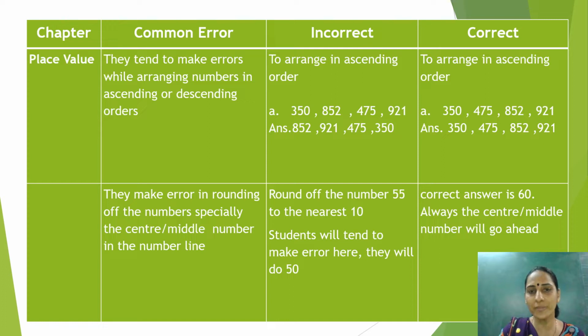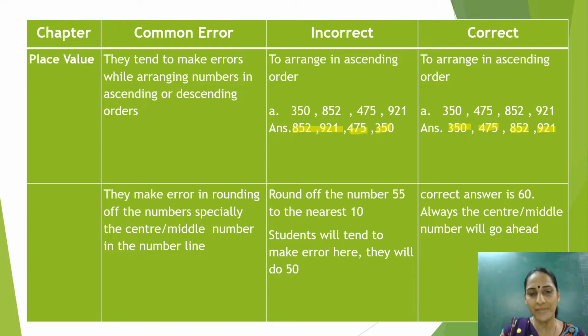So what mistake are they making over there? They are arranging all the numbers in descending order over here. You can see, this is the incorrect portion, right? So what is the correct order over there? They have to arrange it from the smaller to the bigger number. So the correct answer is this one. You can see over here, smaller to bigger number, right?